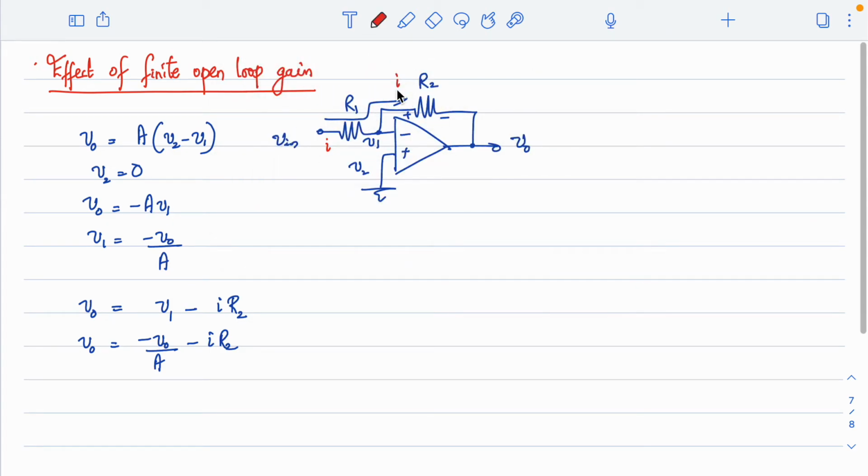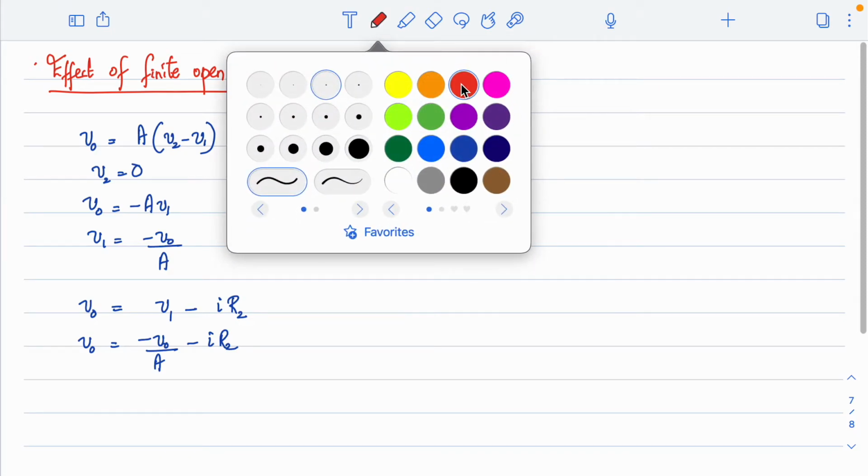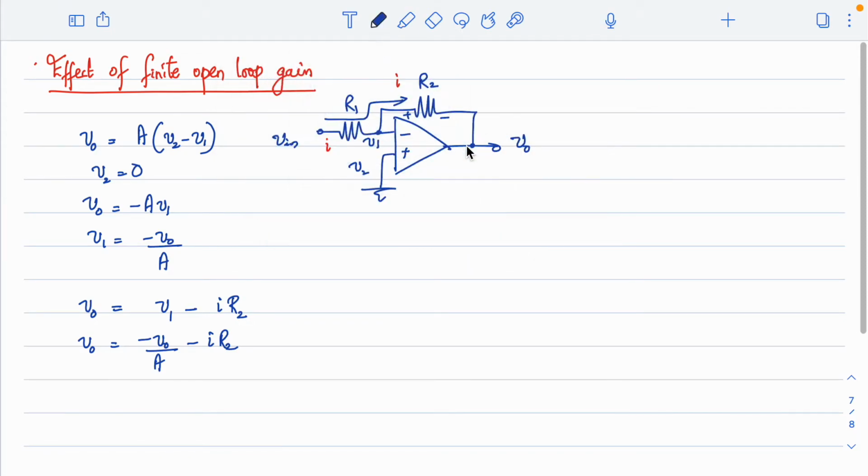Both are the same current. Previously we marked it as the input current, the same current this time as well. So how can I write that current? Since both currents are the same, I can write that current as: this node is V in, minus the node voltage V1, V in minus V1 divided by R1, right? Or I can further write this as V in minus, here V1 is minus V0 by A, divided by R1.